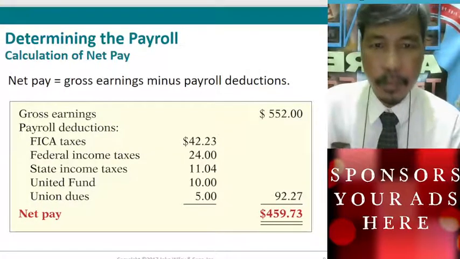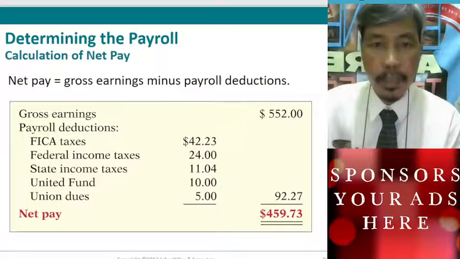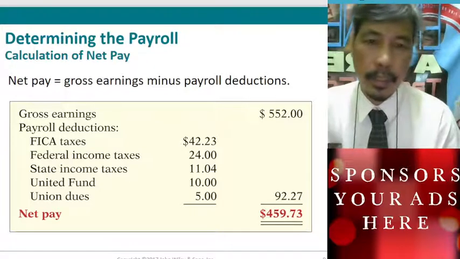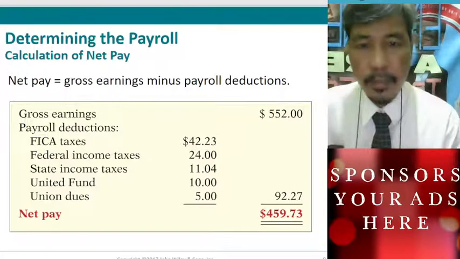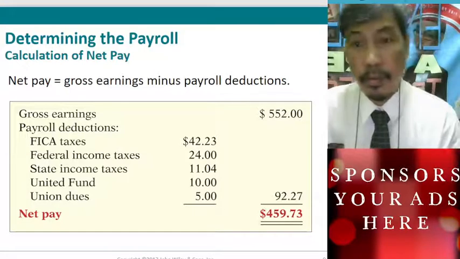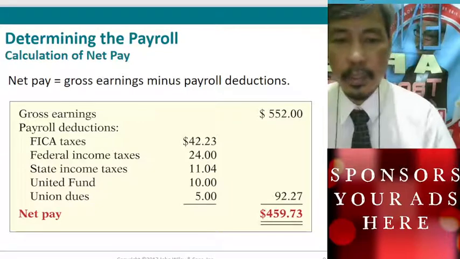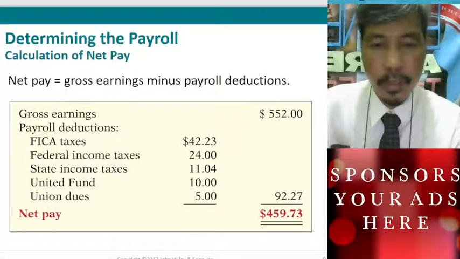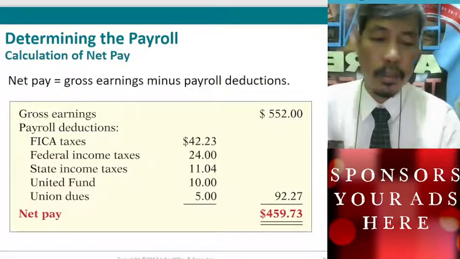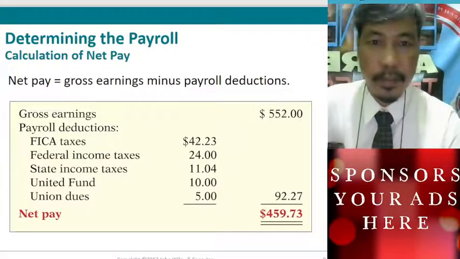So, determining the payroll: calculation of net pay. Net pay is equal to gross earnings minus payroll deductions. Okay? So, gross earnings, payroll deductions: FICA, federal, state, United Fund, union dues, Social Security. So you have 92.27 net pay. So this is the format of our payslip.